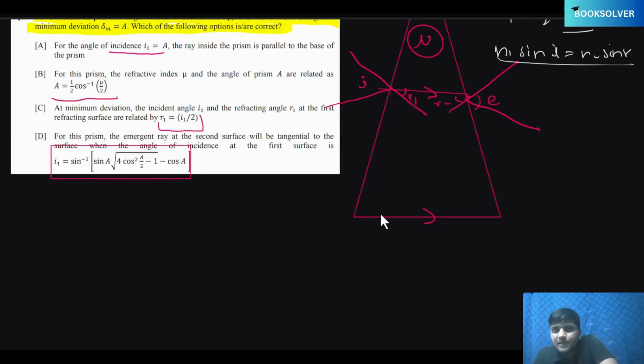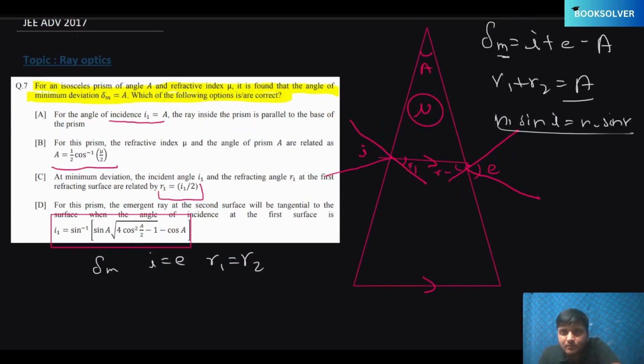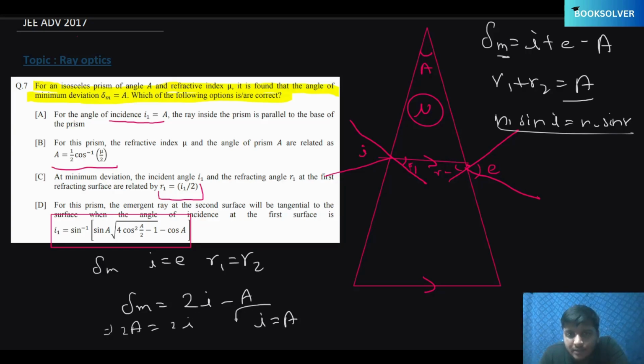First of all, it is given that delta m is equal to A here. And we know that at the angle of minimum deviation, I is equal to E and R1 becomes equal to R2. So using this, delta m is equal to 2I minus A. I can write I equal to E here, and A is also equal to delta m. So we can write delta m equal to A. So 2A equal to 2I, that is I becomes equal to A here. So at the angle of minimum deviation, I is equal to A.